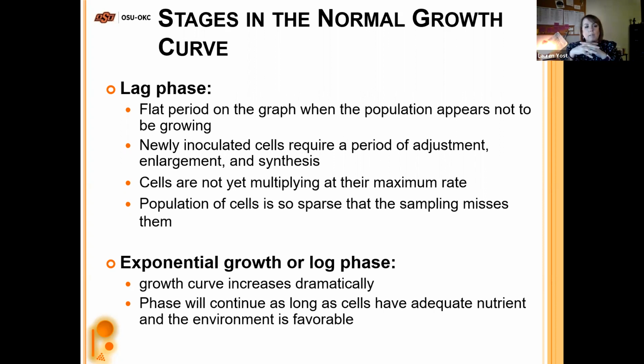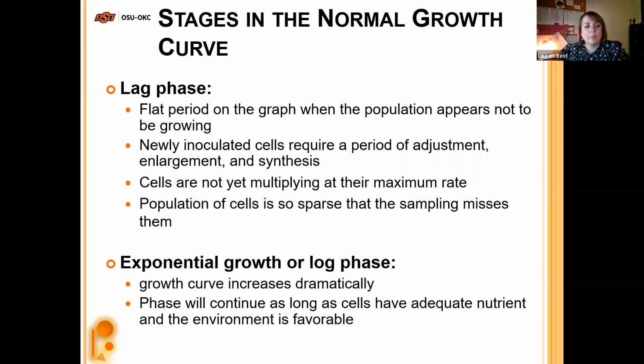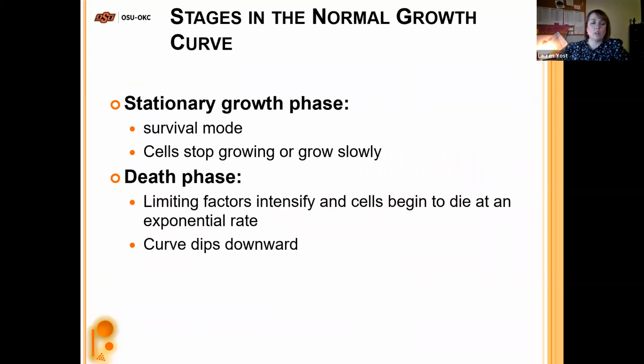So then next we have the exponential growth or log phase. So go back to here, we did the lag phase. They're just getting ready. They haven't yet grown or started dividing yet. The exponential growth phase is next. The growth curve is going to increase dramatically. Everything's doubling. This phase will continue as long as cells have adequate nutrients and the environment's favorable, no toxins or anything. Remember, some of the times whenever they get to the death phase, they produce toxins that are not friendly for growth either.